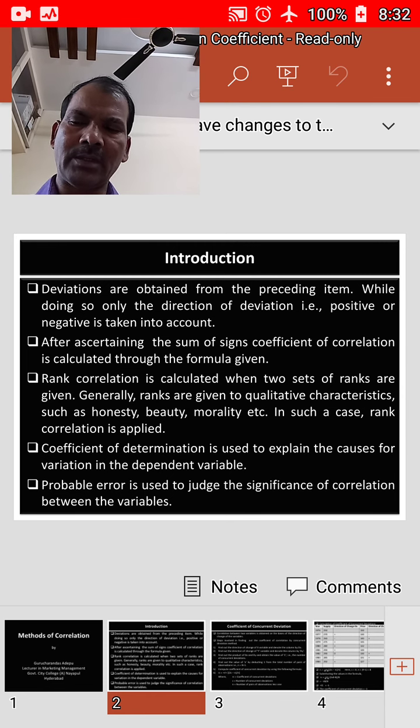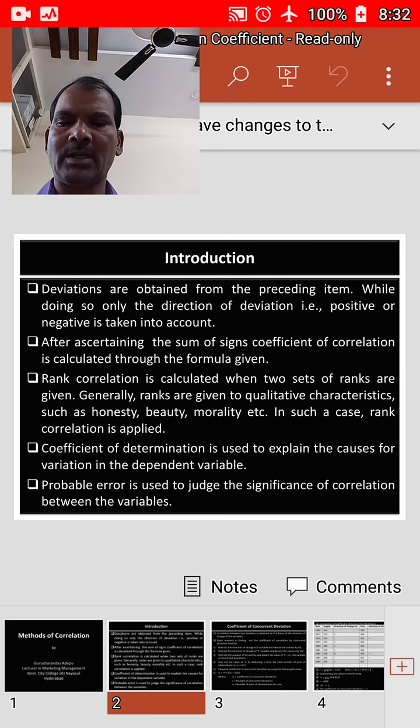Deviations are obtained from the preceding item. While doing so, only the direction of deviation, positive or negative, is taken into account. After ascertaining the sum of the signs, the coefficient of correlation is calculated through the formula given.